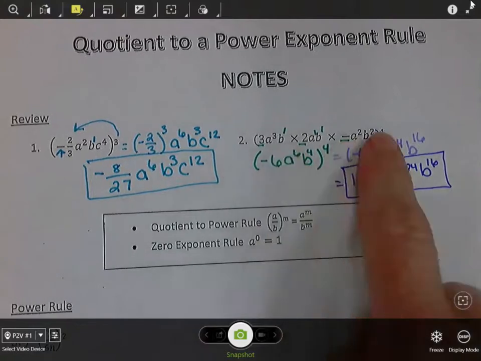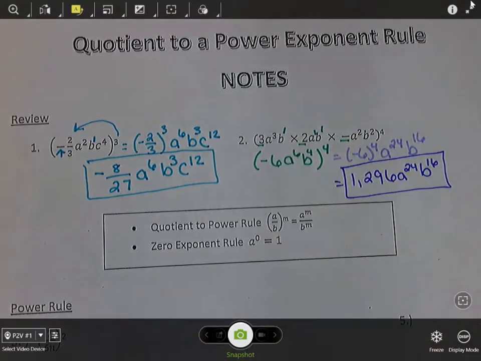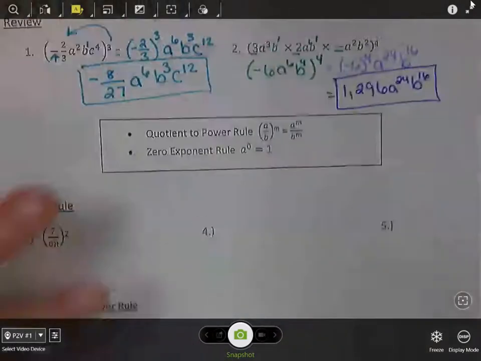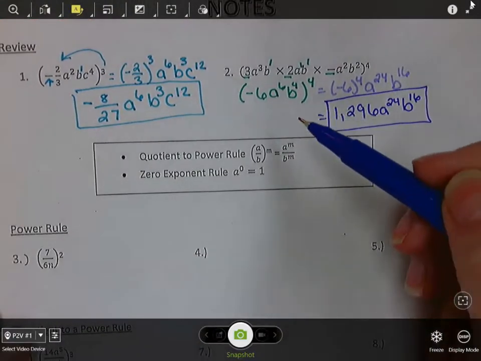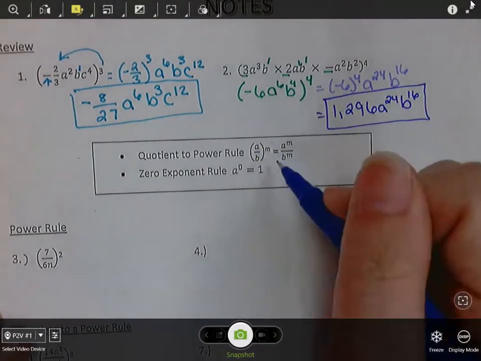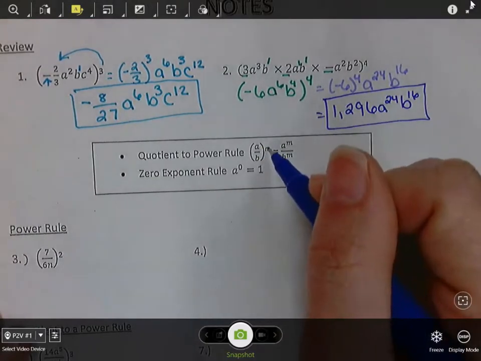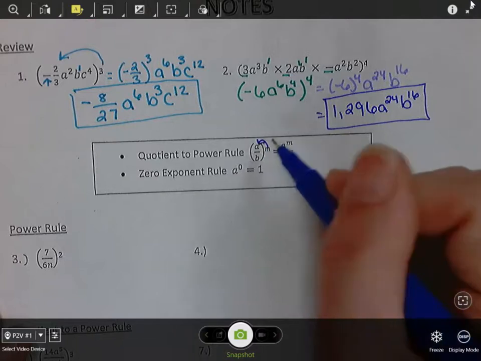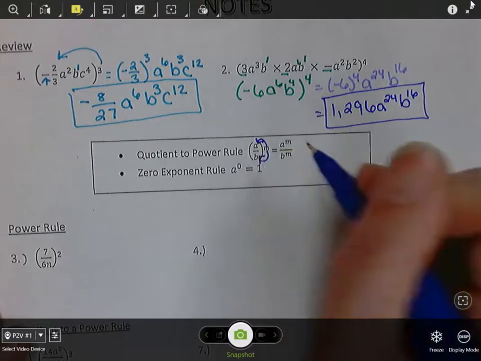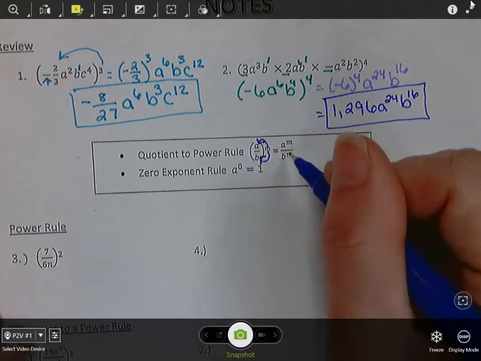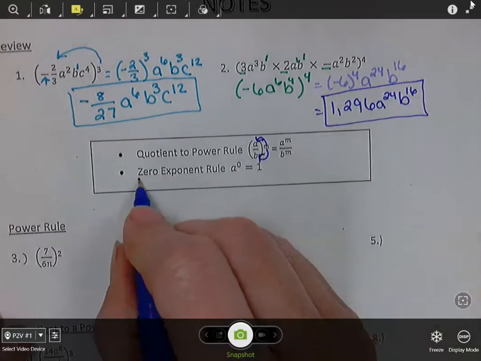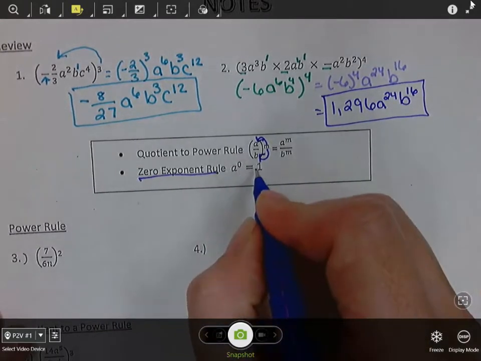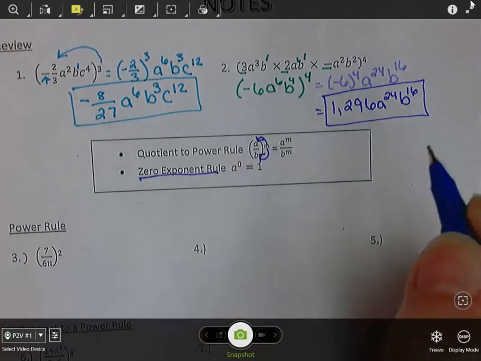And this one here is like the most complicated, the type that we've been doing. What we're doing now is quotient to a power rule. Let's say you have a fraction. Fraction means to divide. That's why they call it quotient. All you do is you take the m, or the exponent, and you raise it to the power of the top, the numerator, and you do it to the denominator. So it'd be a to the m over b to the m. Okay. Something else you need to know, which we've talked about before, is zero exponent rule. Anything to the 0 power is 1. Okay, and we've talked about that before.